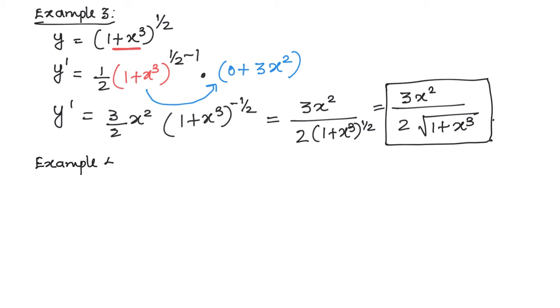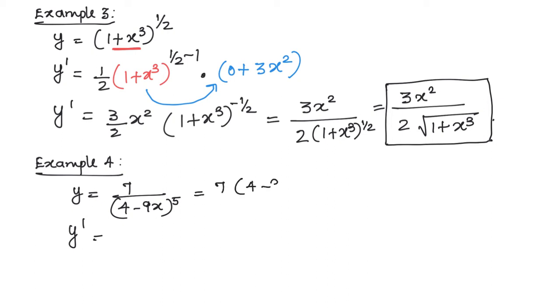Example 4. If y is 7 over (4 minus 9x) to the power 5, find y prime. First rewrite the question by moving the term in the denominator to the numerator, so this exponent will be negative. So this becomes a constant times a function. It will be the constant times the derivative of the function. Since this is a composite function, this is the inner function and negative 5 is the outer function. So we will apply the power rule first, then apply the chain rule.